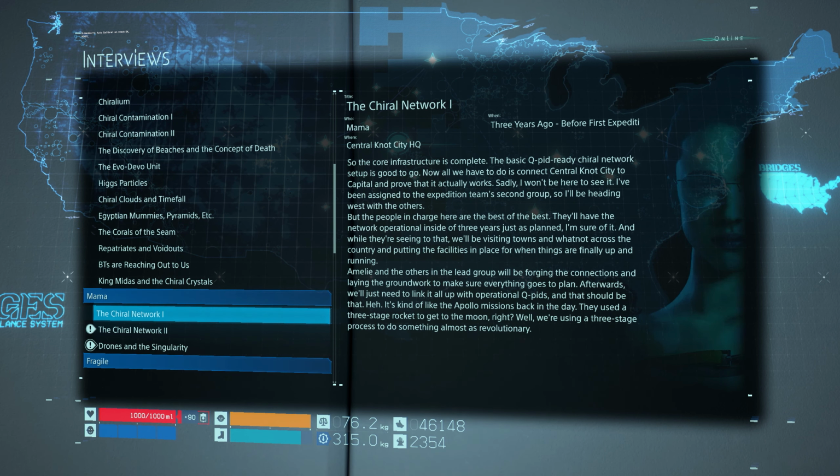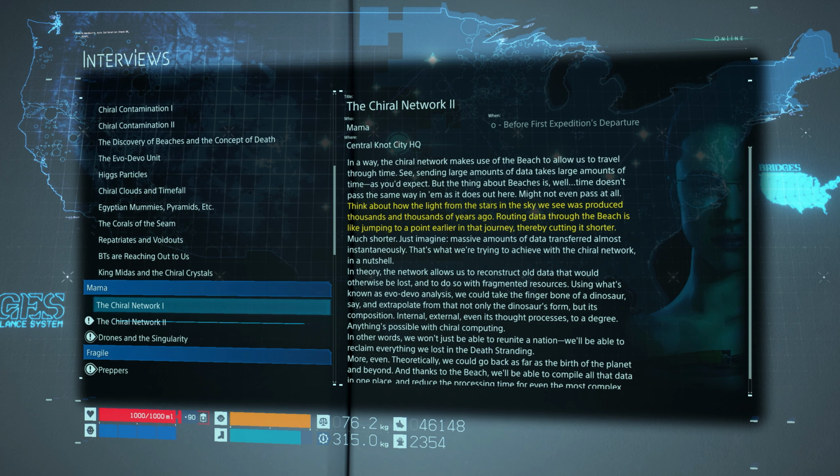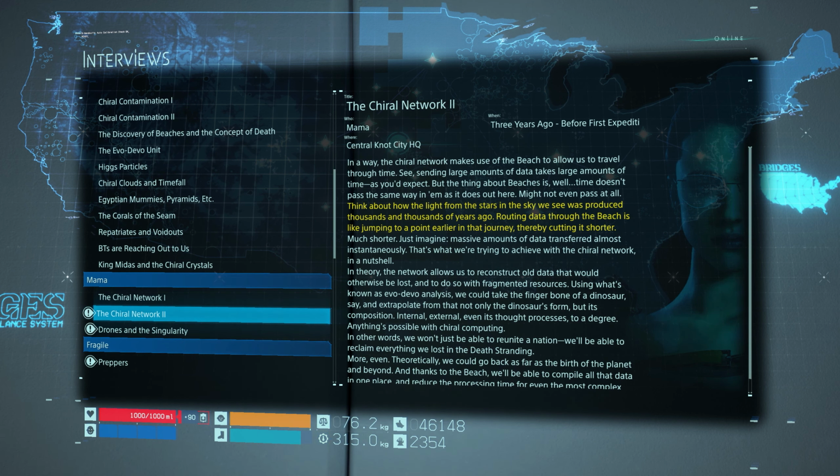Okay, so the chiral network. The chiral network 1, which I've already read. Now the chiral network 2. At Central Knot City. I haven't been reading out some of the side missions, but you can see it. Central Knot City, 3 years ago before the first expedition's departure.